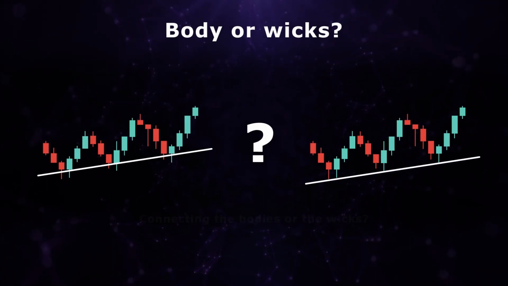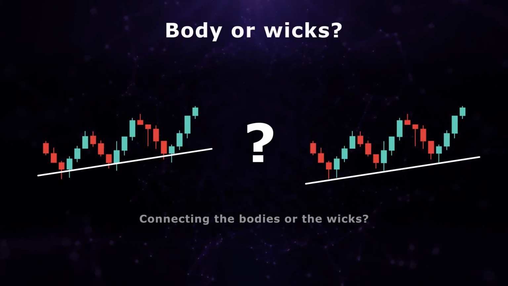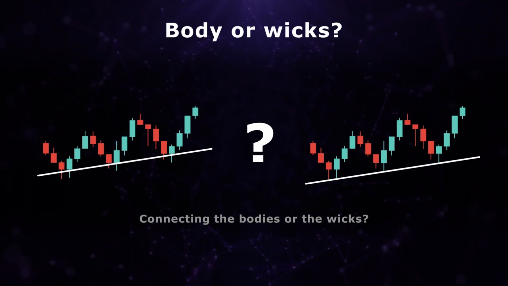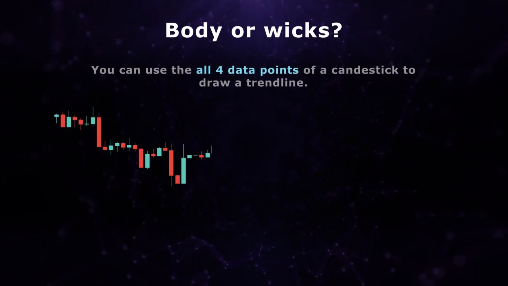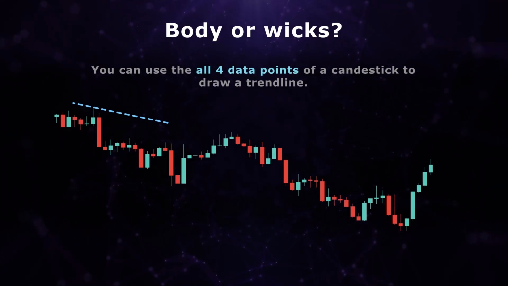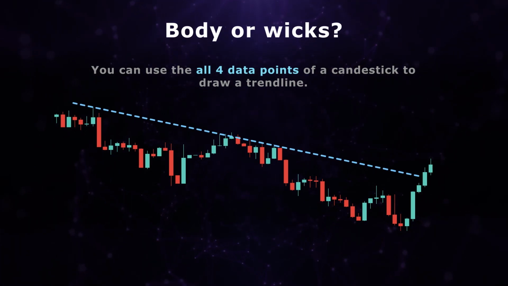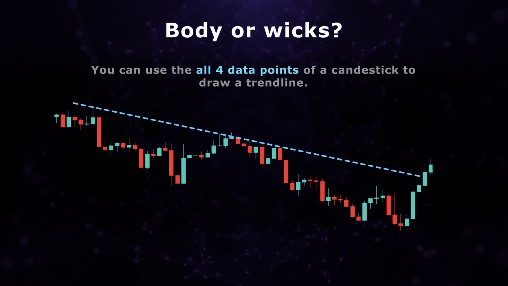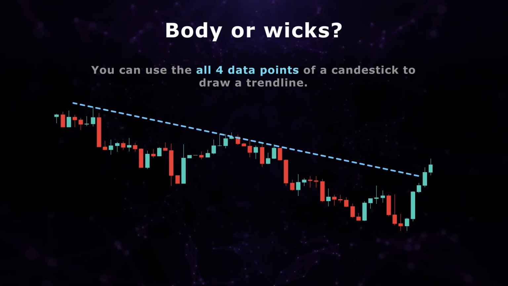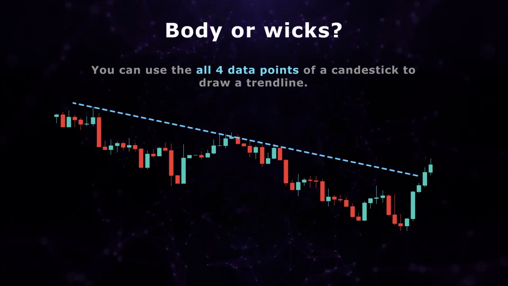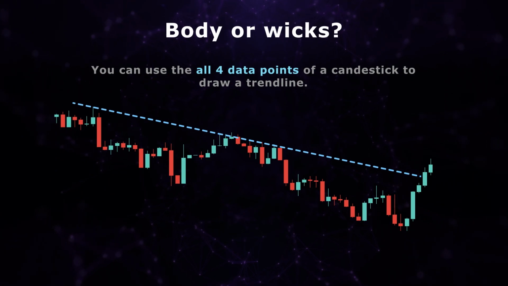Most beginners are confused when it comes to drawing a trend line because they don't know which points they have to connect in order to get the best trend line. The answer is that we can use all 4 data points of a candlestick to draw trend lines. Sometimes you'll see that a trend line connects only the open and close points of candlesticks, and sometimes the trend line connects only the wicks. There's no rule that says which way is the best.